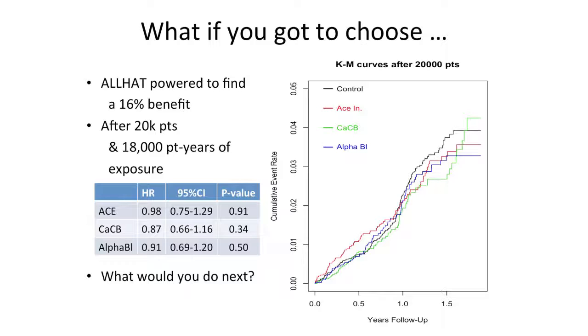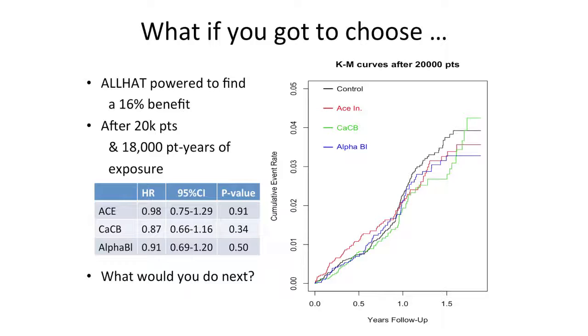So now imagine halfway through the patient accrual, this is actual ALLHAT data, when we have 20,000 patients and over 18,000 patient years of follow-up. We observe the data in the following table shown here. ACE inhibitors are showing very little benefit versus diuretics, a hazard ratio of just 0.98. Calcium channel blockers are showing a 13% benefit, a hazard ratio of 0.87. Good, but still smaller than the 16% benefit the trial was designed to show. And alpha blockers are somewhere in between, a 9% benefit, just over half the effect size the trial was powered for. Of course, this was blinded data, and we didn't get to see it.